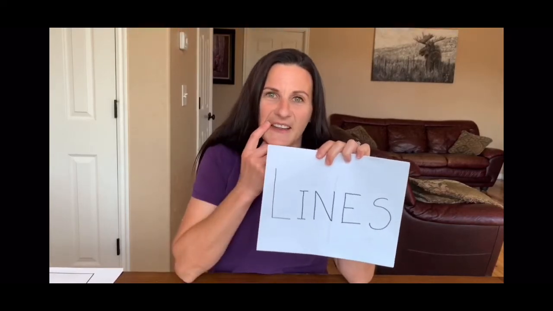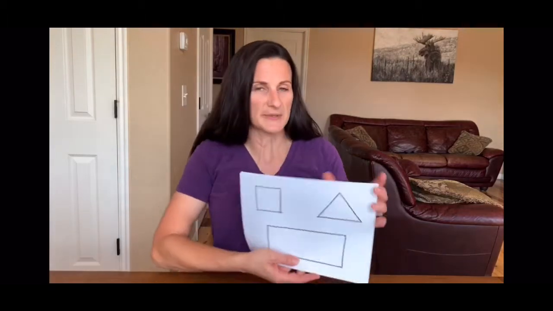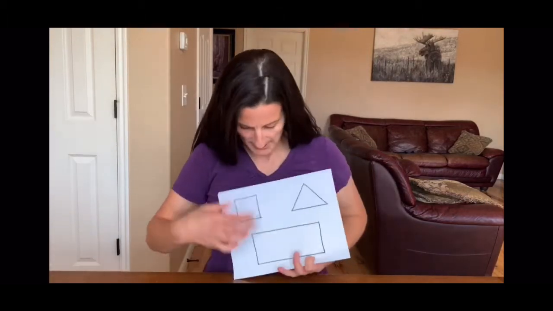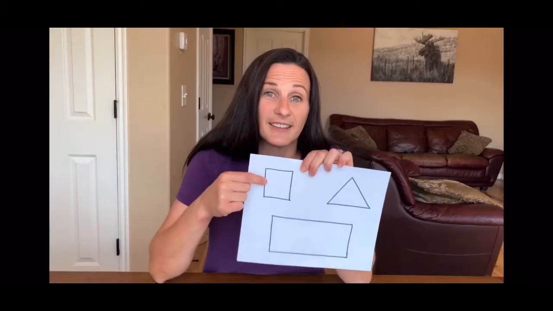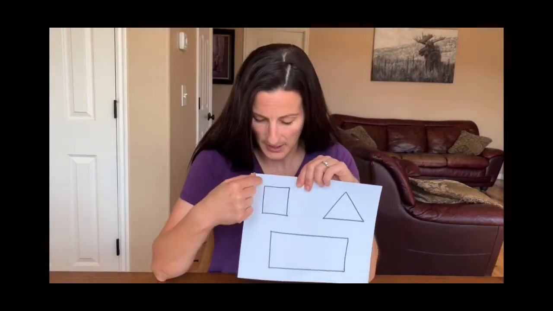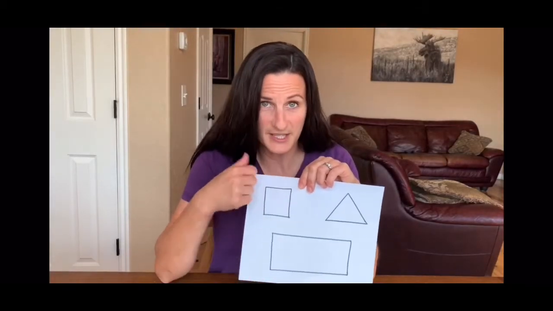Isn't that neat? But you know what else you can do? You can put them together and make shapes. You guys probably have seen shapes like this before. What is this shape called? Yes, this is a square. It is made up of 4 equal sides.